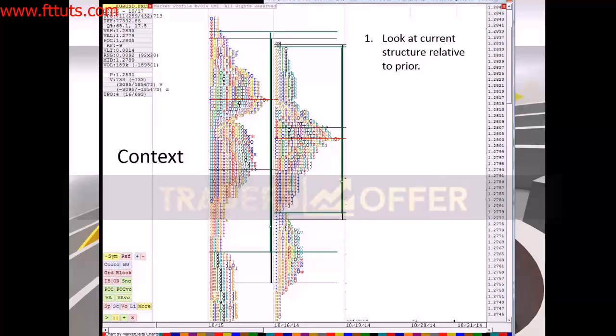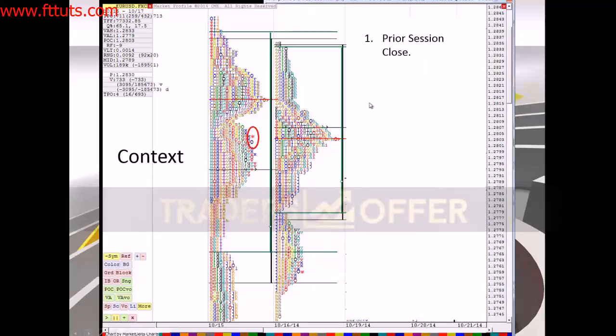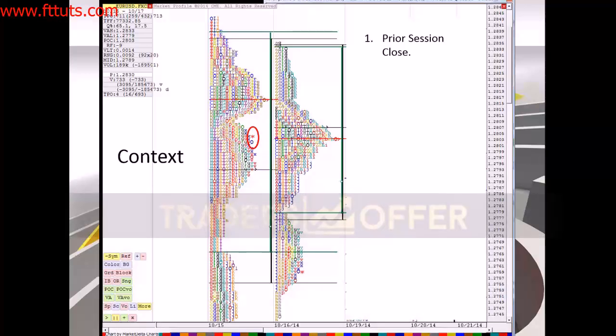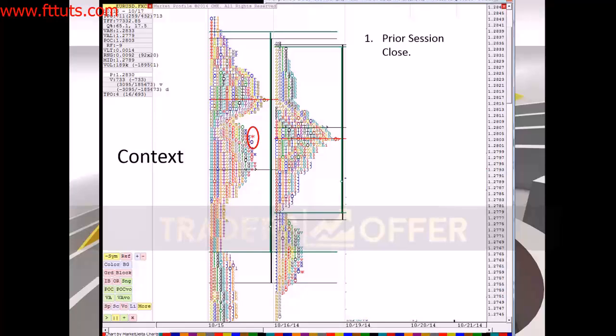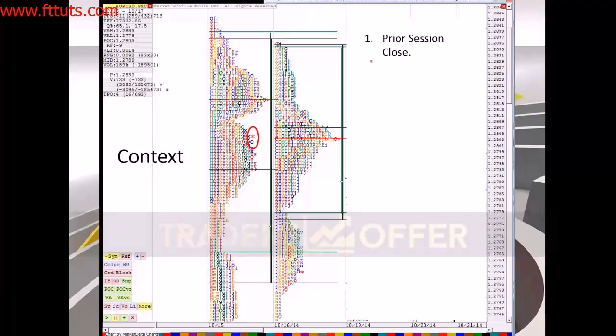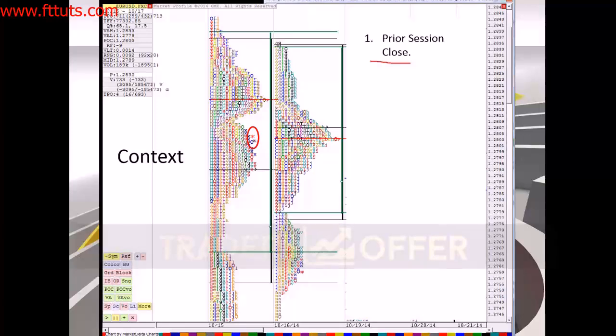We are going to begin at the very beginning, as they say, and we're going to begin by looking at the prior session close. Why the prior session close? Because really, when the prior session closes, the new session starts. And so one concluding point is the starting point of another.